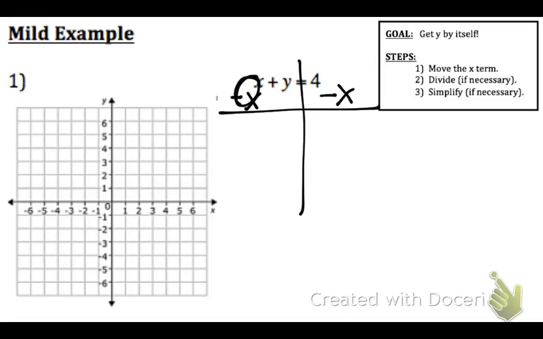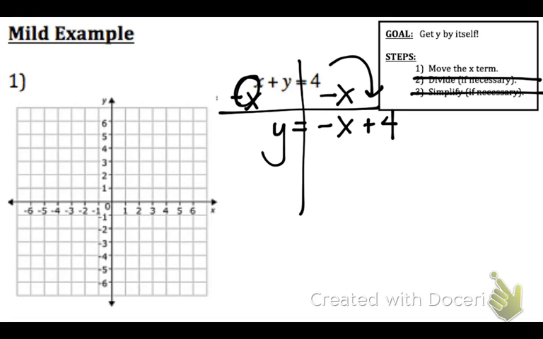X minus x is 0. I bring down what I have. Over here I have positive y, or just y. And over here, I'm going to write it in mx plus b order, so I'm actually going to write the negative x first, and then I'm going to bring down this plus 4 as a positive 4. You'll notice I already have y by itself, so I do not need to divide or simplify because they are not necessary. In our easiest example, all we had to do was move the x term over. Now we're in mx plus b form.